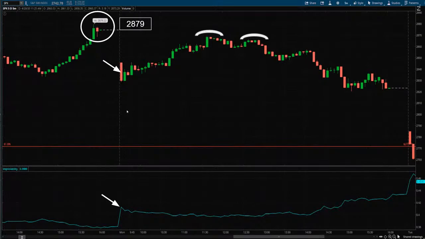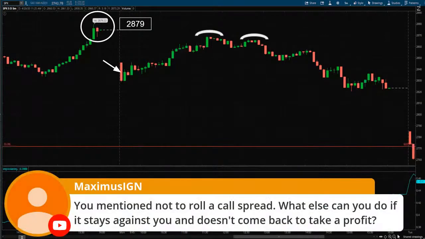That covers it. So one more question from Maximus. You mentioned not to roll a call spread. What else can you do if it stays against you and doesn't come back to take a profit?